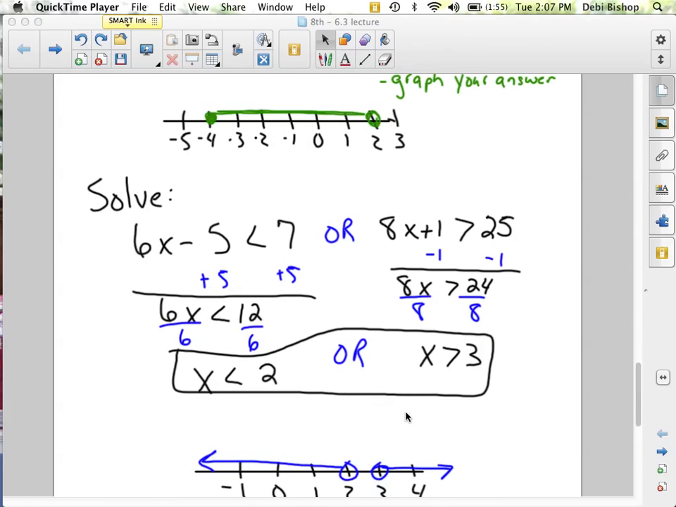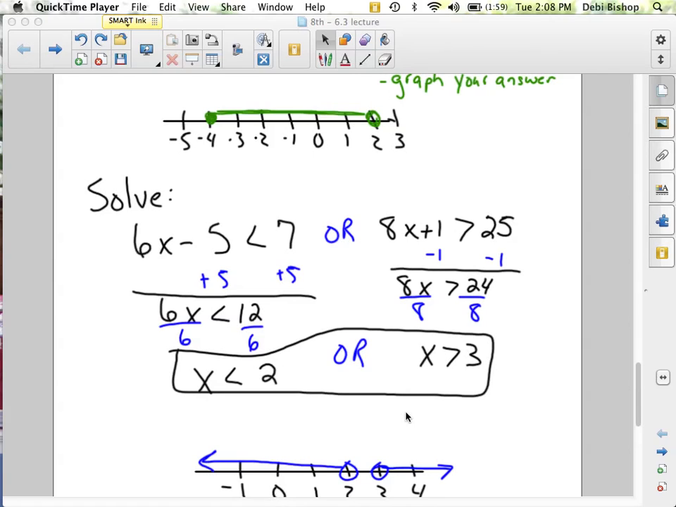And again, you isolate your variables. So you add 5 to both sides. 6x is less than 12. Divide by 6, so I get x is less than 2. On my right side, I have 8x plus 1 is greater than 25. Subtract 1 from both sides. 8x is greater than 24. Divide by 8, so x is greater than 3.